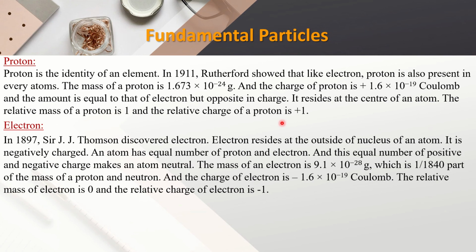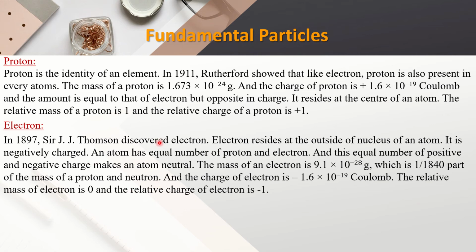Now, electron. In 1897, Sir J.J. Thomson discovered electron. Electron resides, you know, outside the nucleus of an atom. It is negatively charged. An atom has equal number of proton and electron. You also know this. And this equal number of positive protons and negative electrons makes an atom neutral. The mass of an electron is 9.1 × 10^-28 gram, which is 1/1840 part of the mass of a proton and neutron.